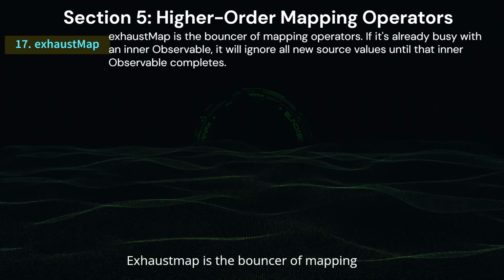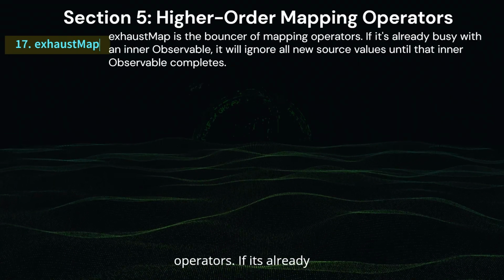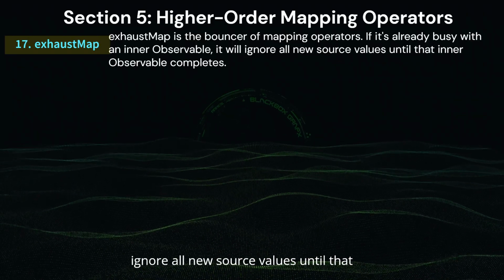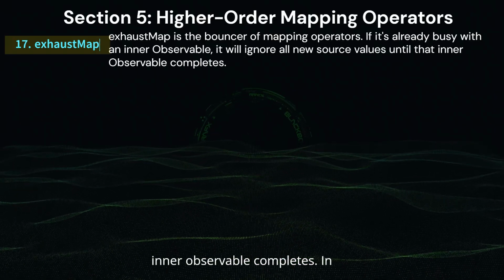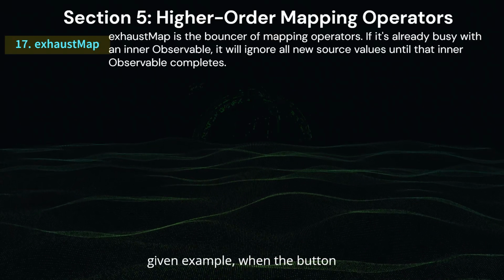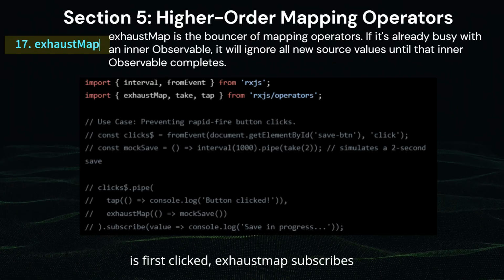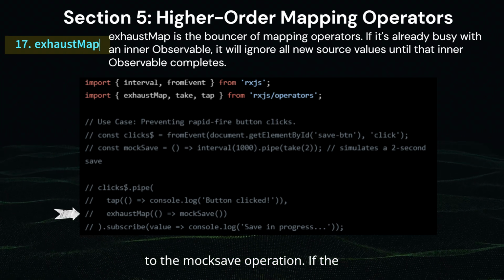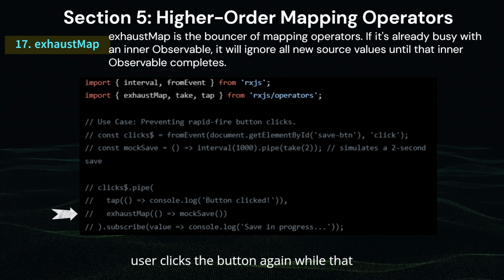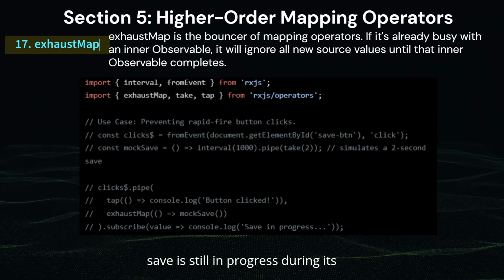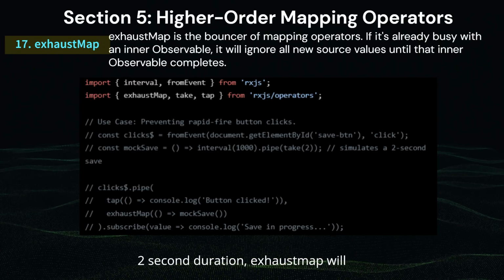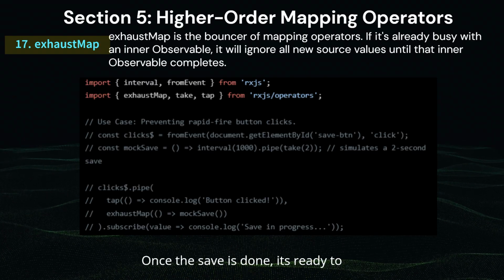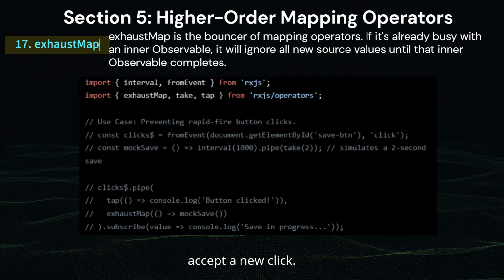exhaustMap is the bouncer of mapping operators. If it's already busy with an inner observable, it will ignore all new source values until that inner observable completes. In the given example, when the button is first clicked, exhaustMap subscribes to the mock save operation. If the user clicks the button again while that save is still in progress, during its 2-second duration, exhaustMap will completely ignore the new click event. Once the save is done, it's ready to accept a new click.